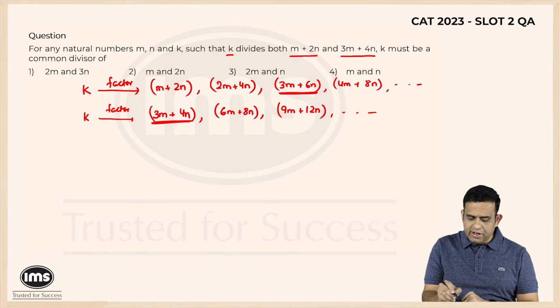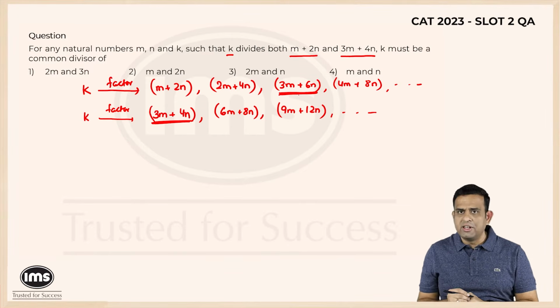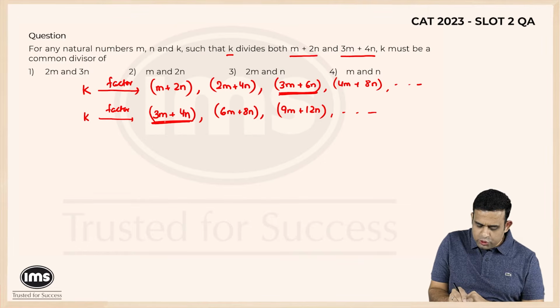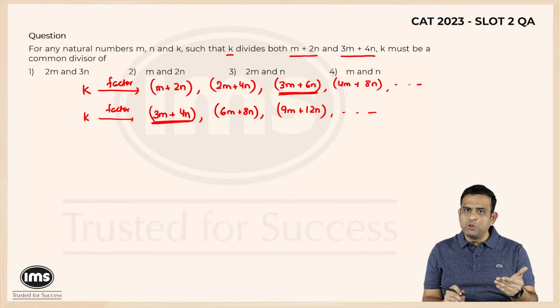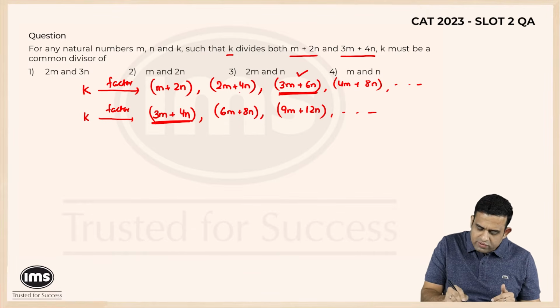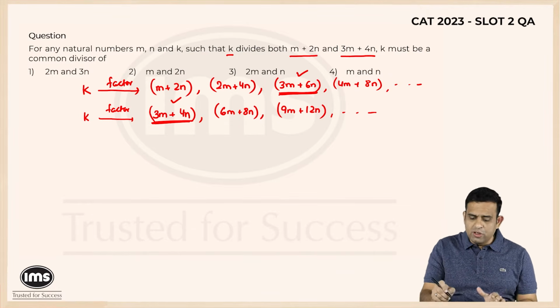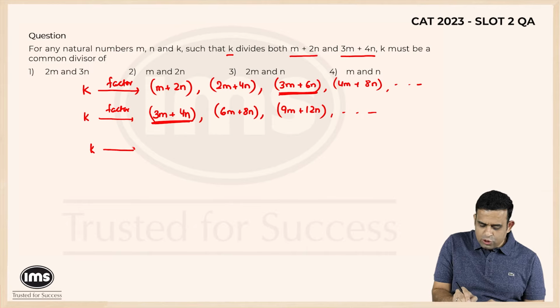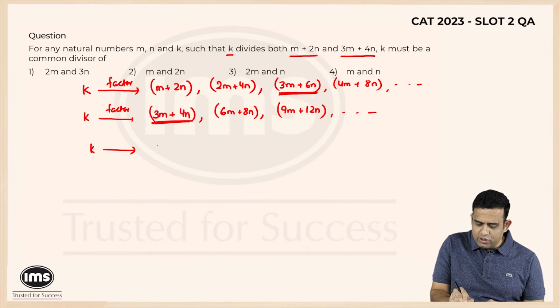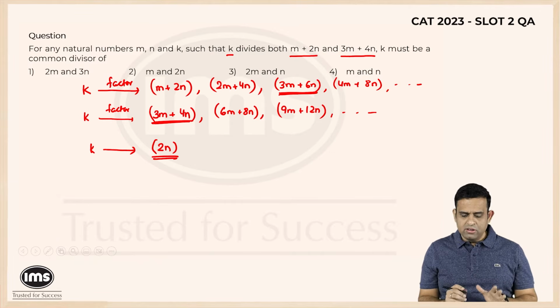So if I look at over here, can I say k is a factor of 3m plus 6n? K is also a factor of 3m plus 4n. So k is also going to be a factor of the addition of these and at the same time the difference of these two. If you subtract 3m plus 6n and 3m plus 4n, one can say k is also going to be a factor or divisor of 2n. That's a certainty.